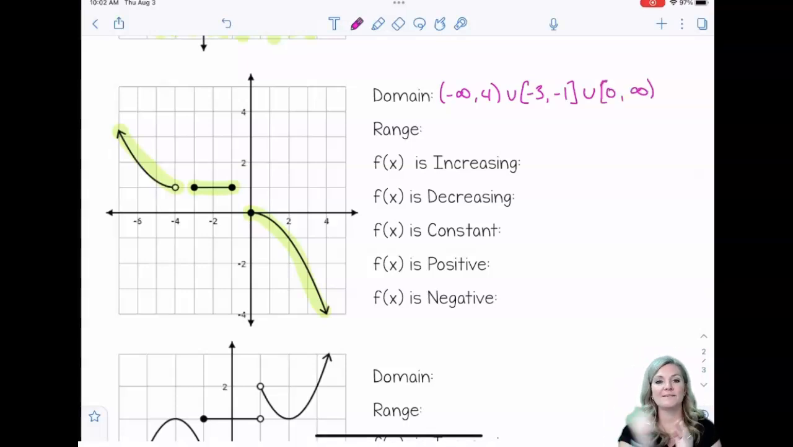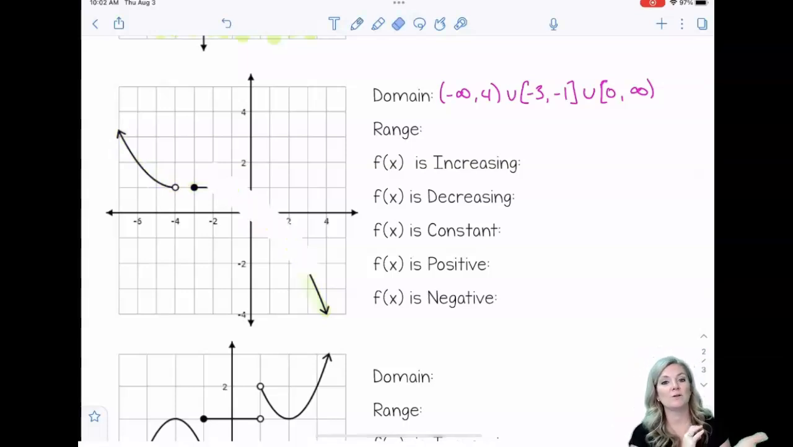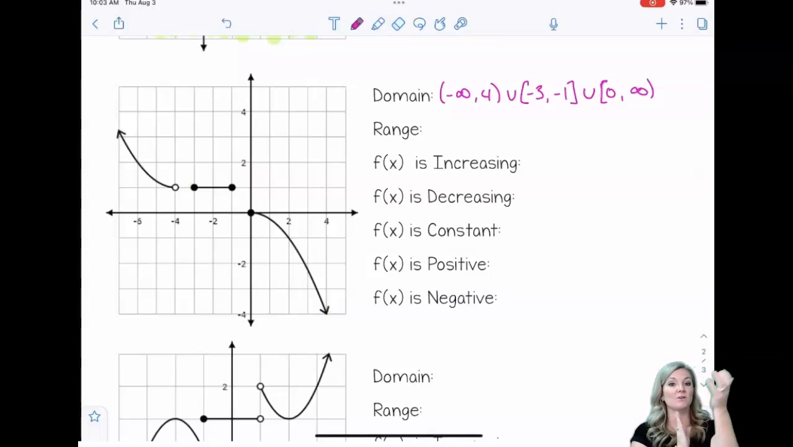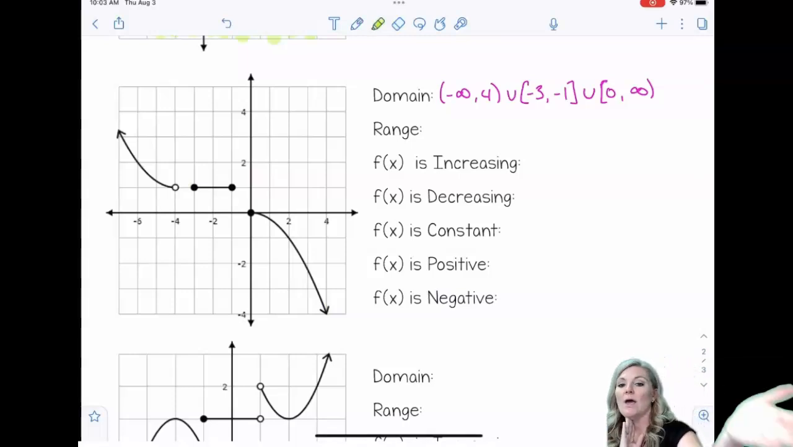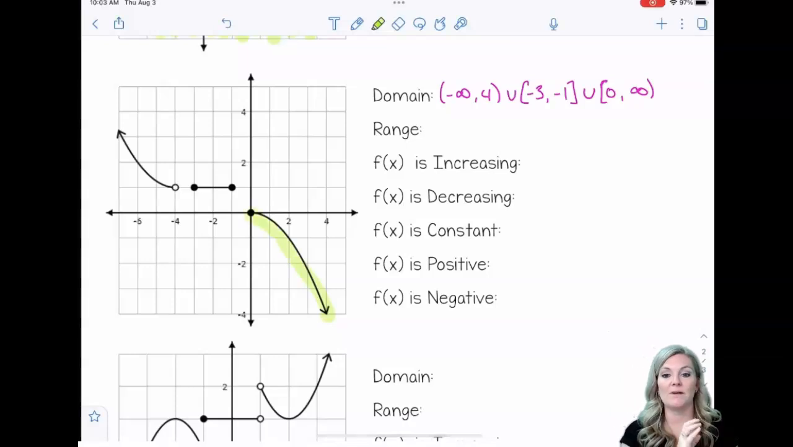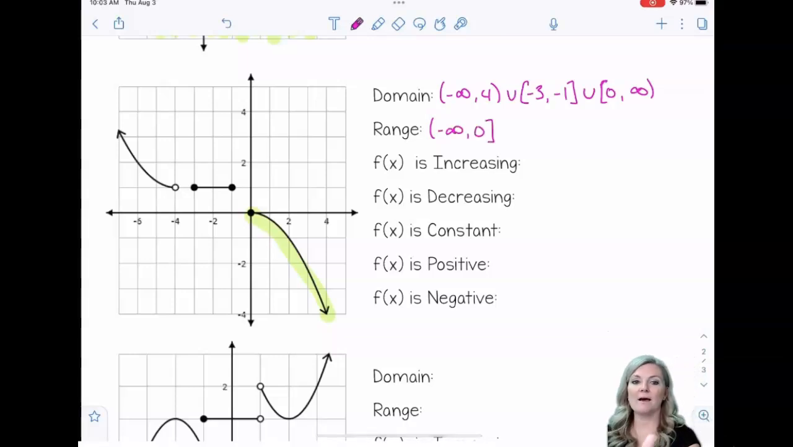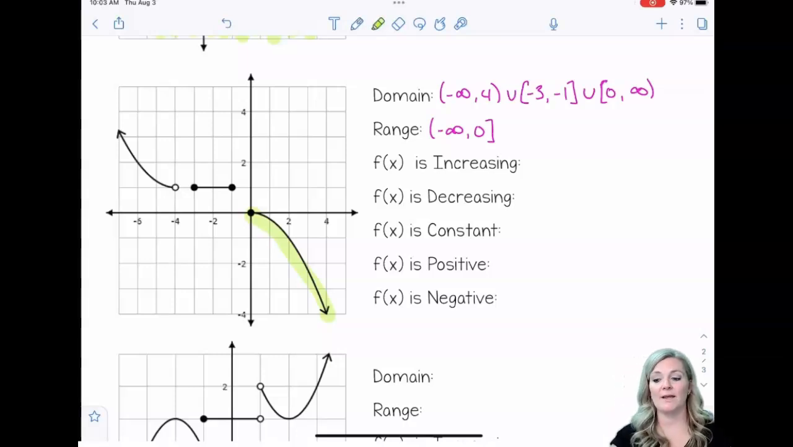Okay? Now I'm going to erase all of that again, all the highlights. And then I'm going to go range, because range goes from low to high. So I'm going to start as low as it goes with the arrow, and then I'm going to go up. So it's going to 0. So my first interval of range is -infinity to 0, and 0 gets a bracket because it's included. It has a closed dot.